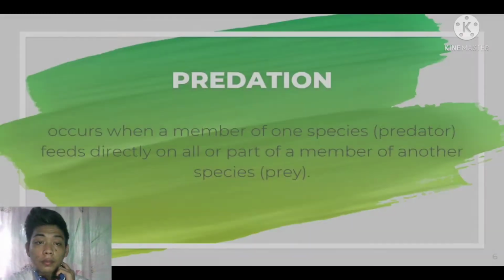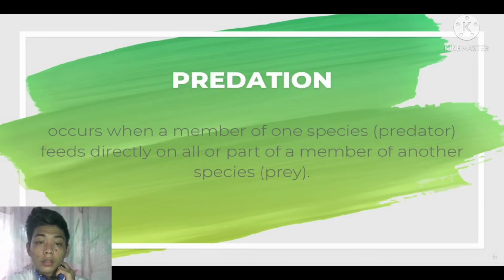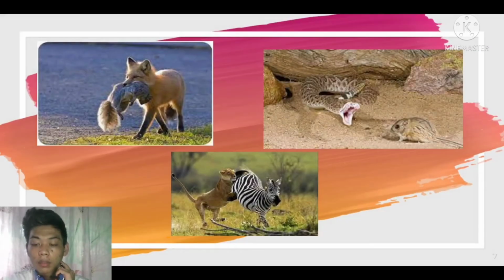Okay, moving on. Predation. Predation occurs when a member of one species, the predator, feeds directly on all or part of a member of another species, the prey. Now these are the examples of predation. The fox and the squirrel. The fox is the predator and the prey is the squirrel. Second image, the snake and the little mouse. The third image is the lion and the zebra.